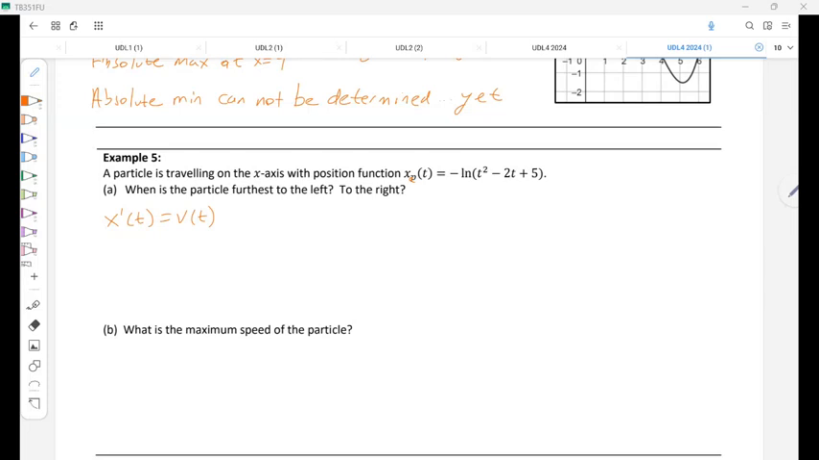So here's where we left off yesterday. We have a particle traveling on the x-axis with this position function. We want to know when the particle is furthest to the left and furthest to the right.